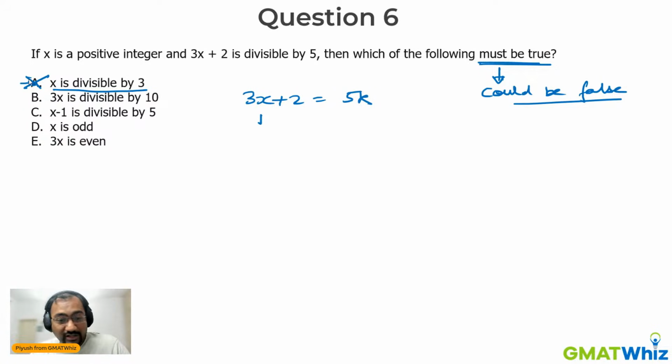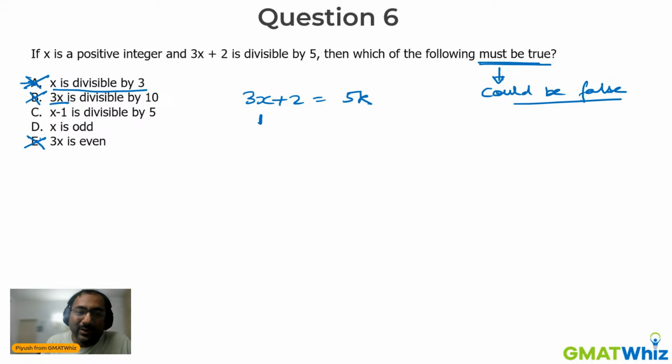Now, if it can be false, it is definitely not "must be true." Correct? So I've taken the value of x as 1, for which I have proved that A must not always be true. Now, the good thing is with the same value of x, I can say 3x is also not divisible by 10. Correct? Because 3x will be 3. It is not divisible by 10, so I can eliminate that also. I can also eliminate "3x is even" because 3 into 1 is not even. So we can always eliminate 3 of the choices just with one value.